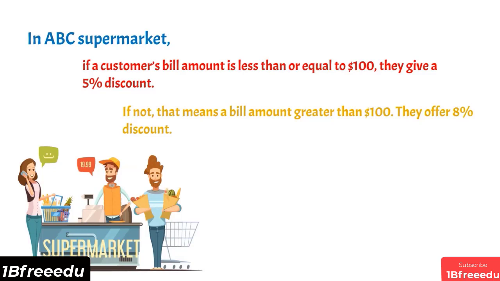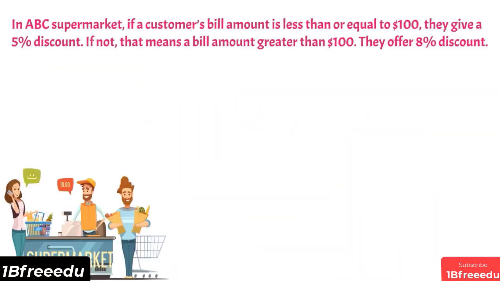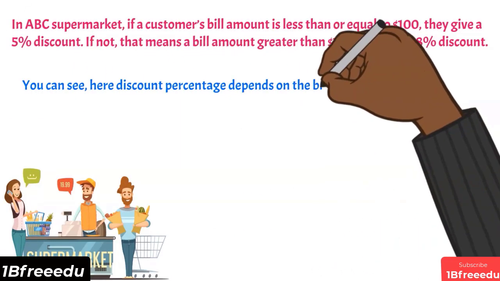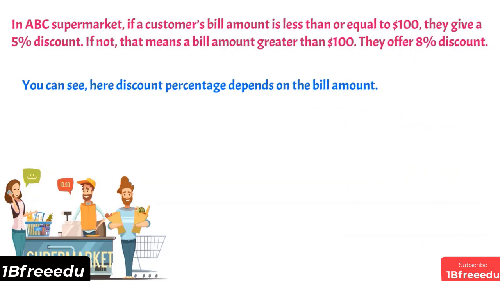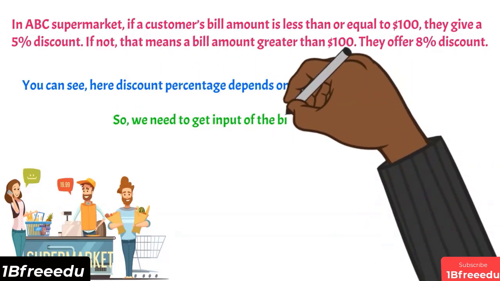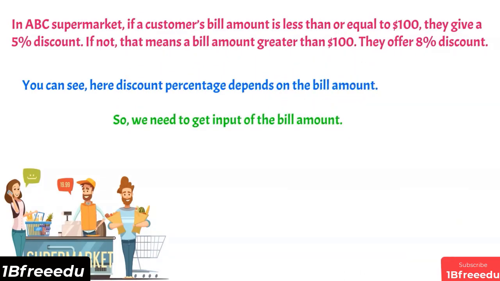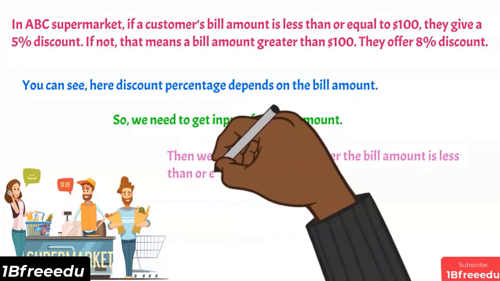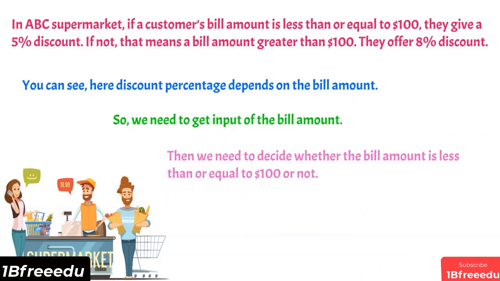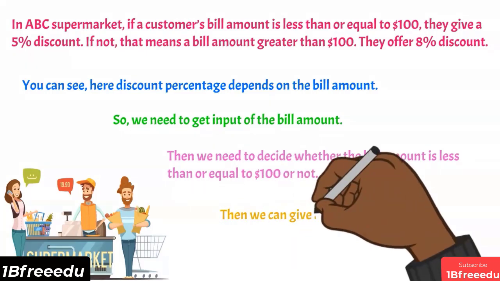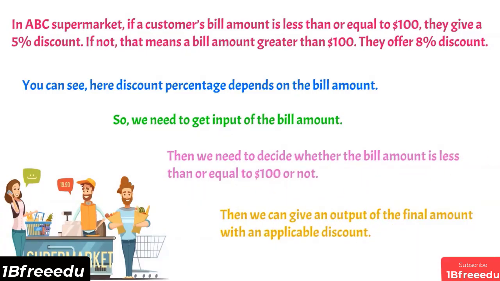Now we have to make a simple Java application for this scenario. Before we start coding, we should understand the flow of this scenario. You can see here the discount percentage depends on the bill amount. So we need to get an input of the bill amount. Then we need to check whether the bill amount is less than or equal to $100 or not. Then we can give an output of the bill amount with an applicable discount.